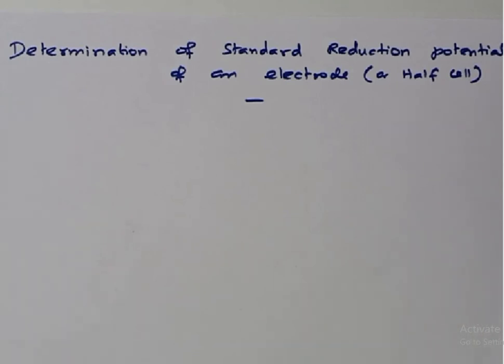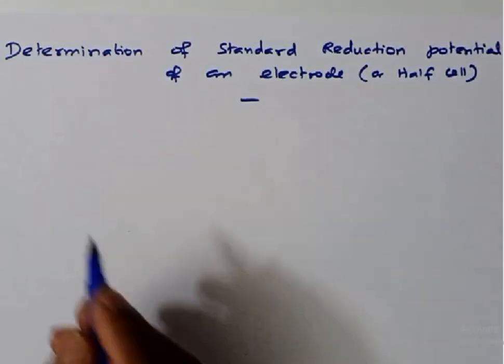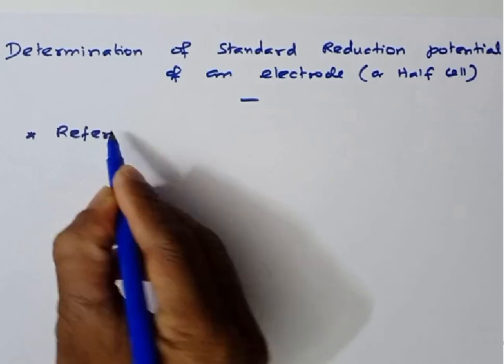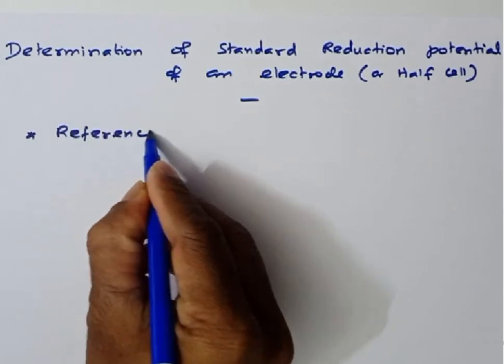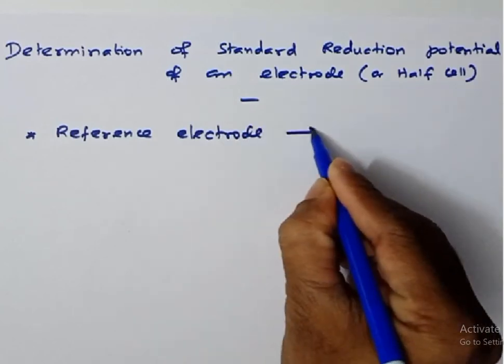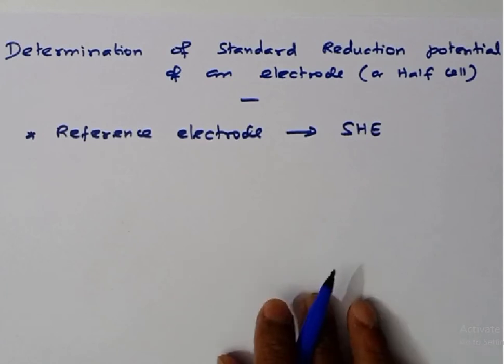So, determination of the standard reduction potential of an electrode. How do we determine the standard reduction potential? We have already discussed the reference electrode. The reference electrode that we are going to use here is the SHE, meaning the standard hydrogen electrode.